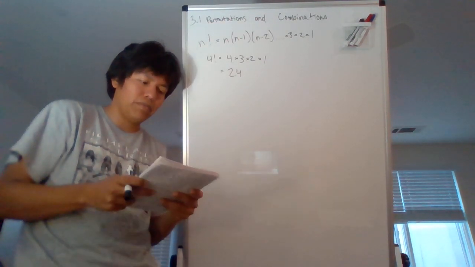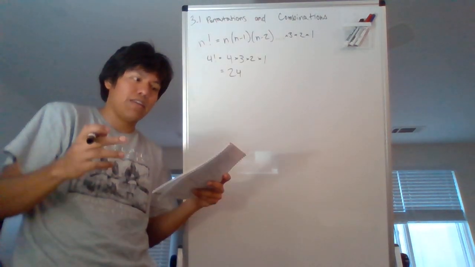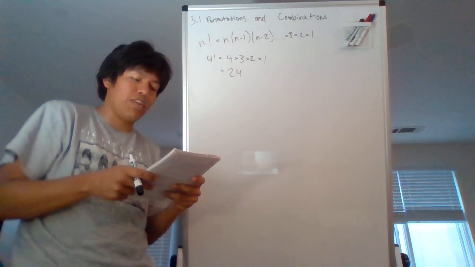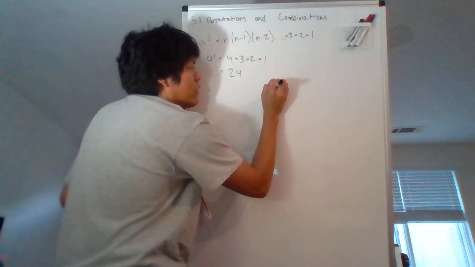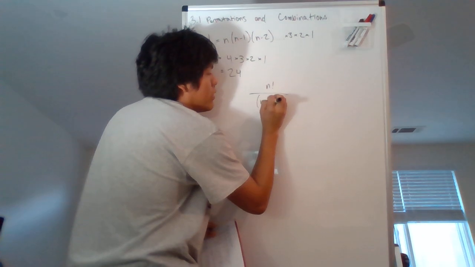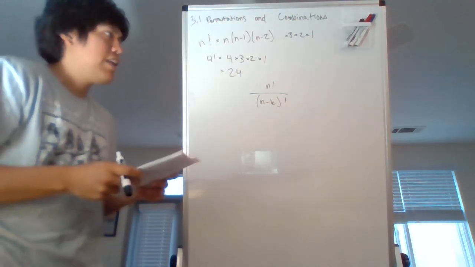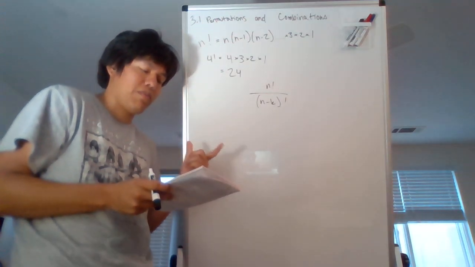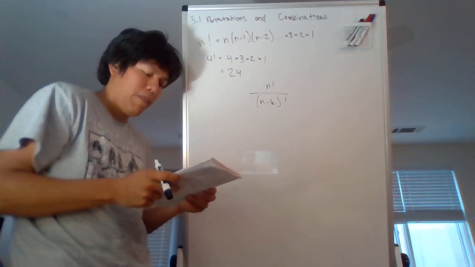Now, if we're choosing an ordered subset of size k, without replacement from a collection of n objects, the number of ways of doing this is n factorial over n minus k factorial. Now, I mentioned without replacement, that's very important, and you'll see in a second why.